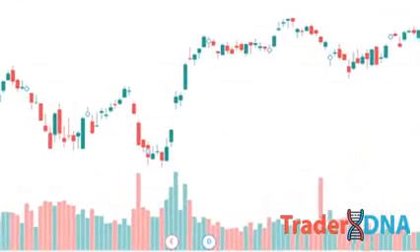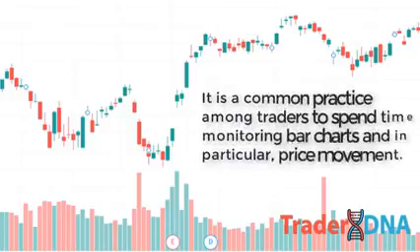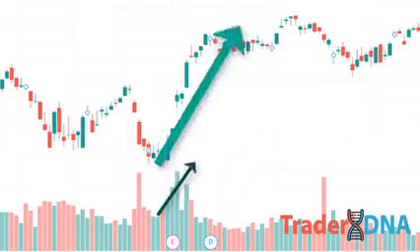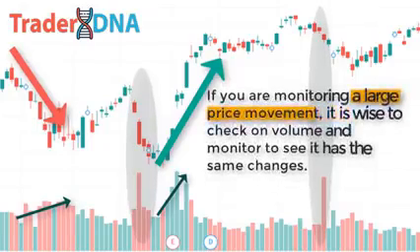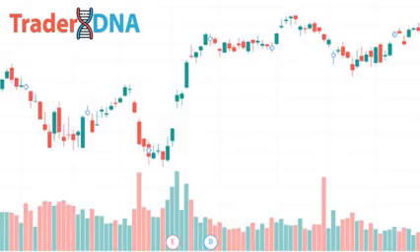In technical analysis, volume is an important indicator that aids traders in confirming trends and chart patterns. It is a common practice among traders to spend time monitoring bar charts and, in particular, price movement. When price moves up or down with relatively high volume, then this situation is viewed as strong. This means that if you are monitoring a large price movement, it is wise to check on volume and see if it has the same changes.